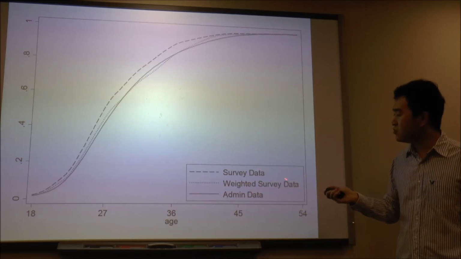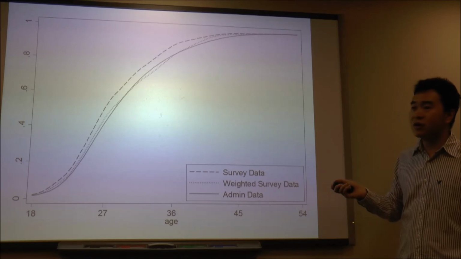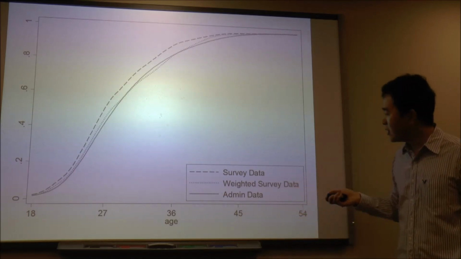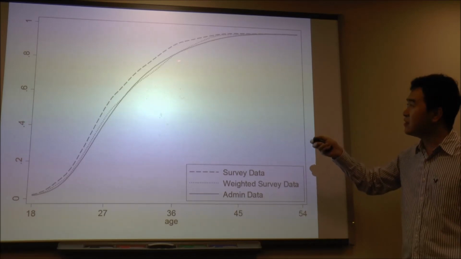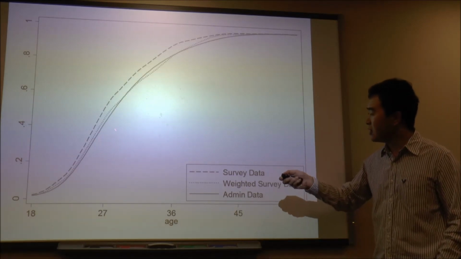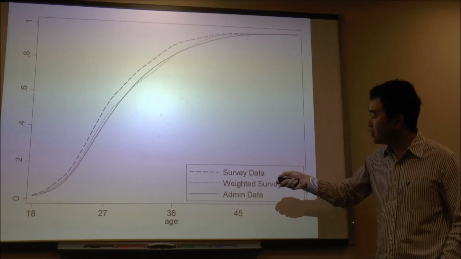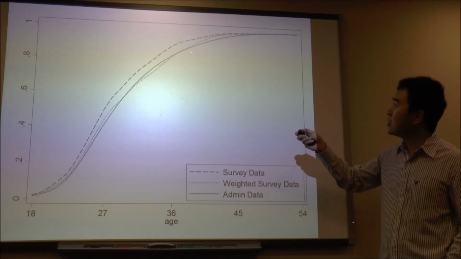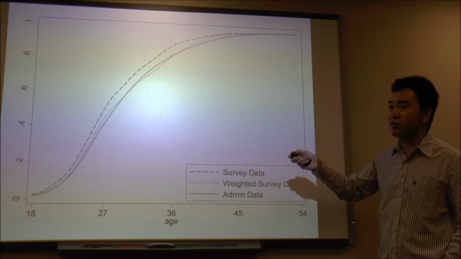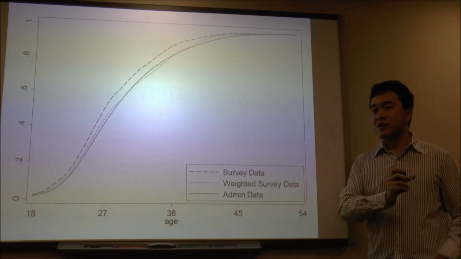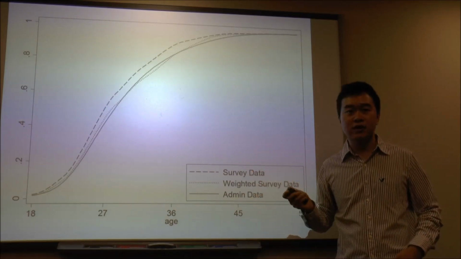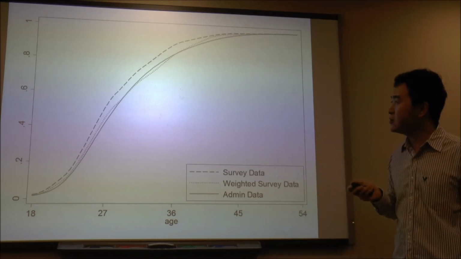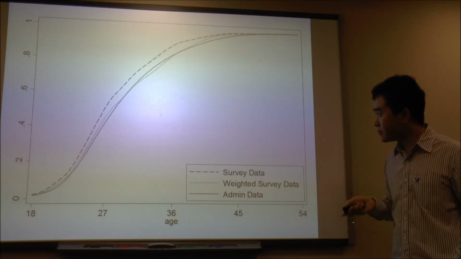However, after I use the weight that I constructed by this GMM framework and use the weighted cumulative density function, we see that the weighted survey data and the administrative data are quite close to each other. So it shifts the distribution and makes it more representative of the population.